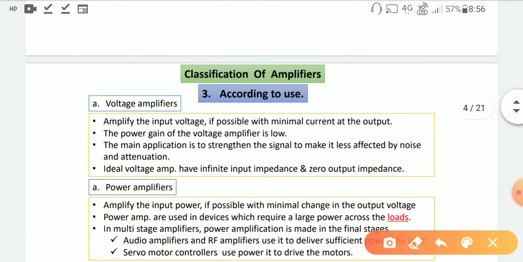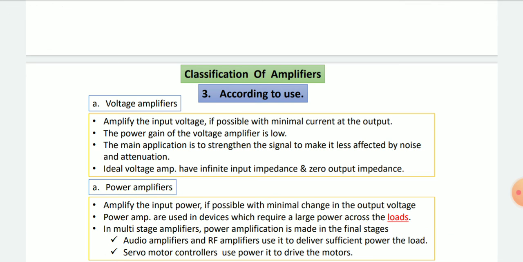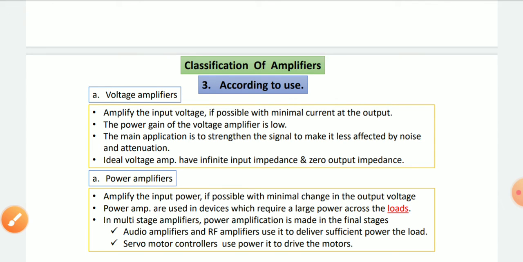But for the power amplifier, the motto is to amplify the input power with minimum change in the output voltage. Power amplifiers are used in devices which require large power across the load. That means when you require large power, a power amplifier must be applied at the load side. In a multi-stage amplifier, power amplification is made in the final stage. Audio amplifiers and RF amplifiers use it to deliver sufficient power to the load. Servo motor controllers use the power to drive the motor, for example.